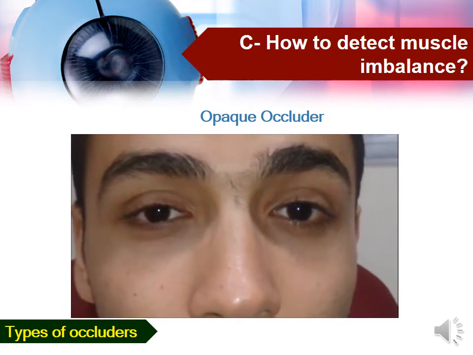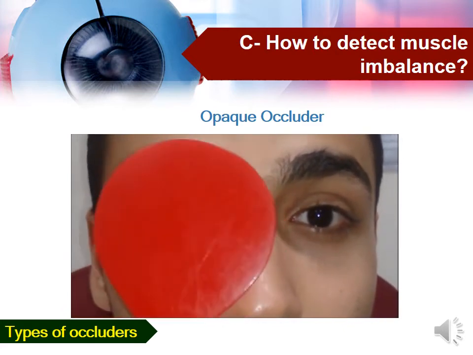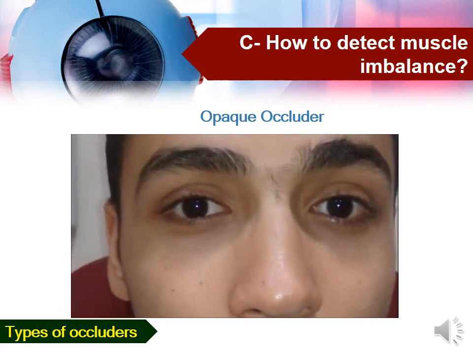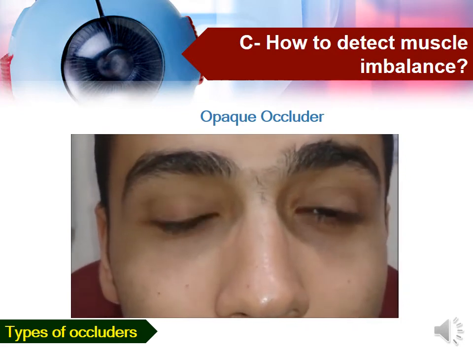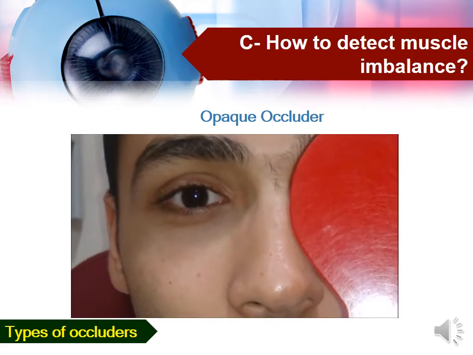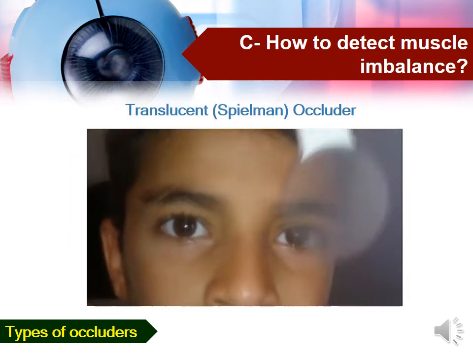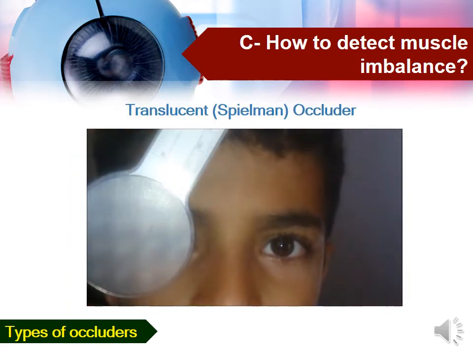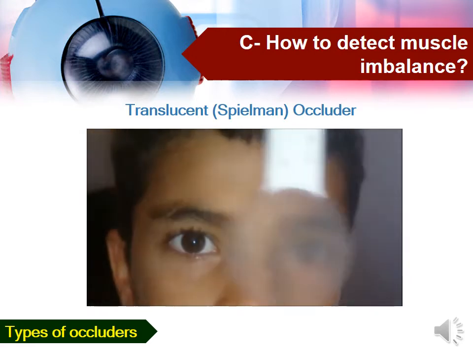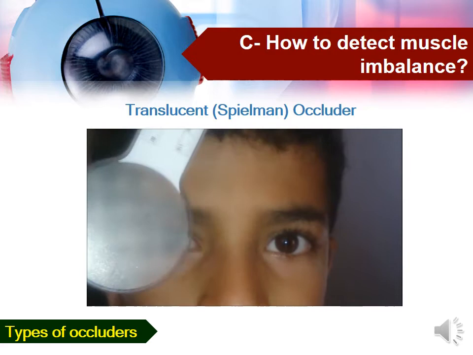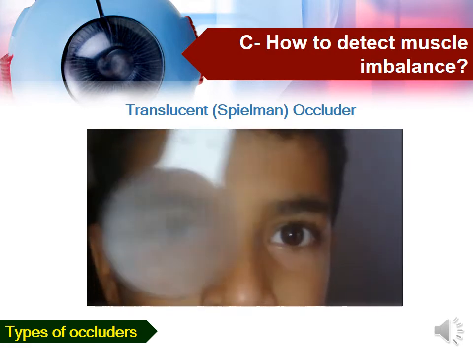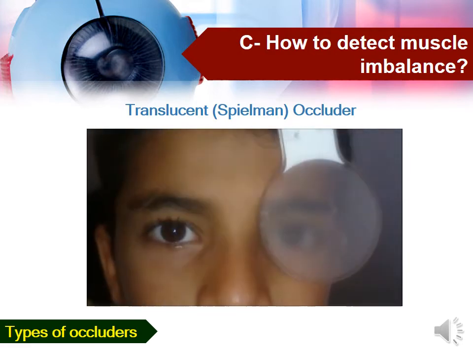You need to have an occluder to cover one eye. You can use an opaque occluder or a translucent one. The translucent or Spielmann occluder has an advantage that it allows you as an examiner to see the eye under the cover while the patient cannot see through it.